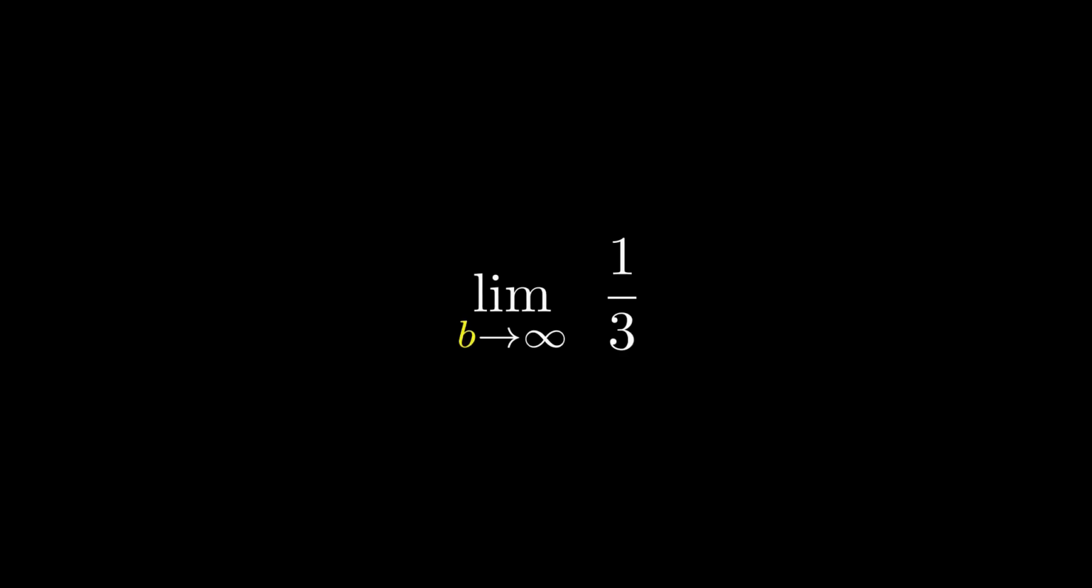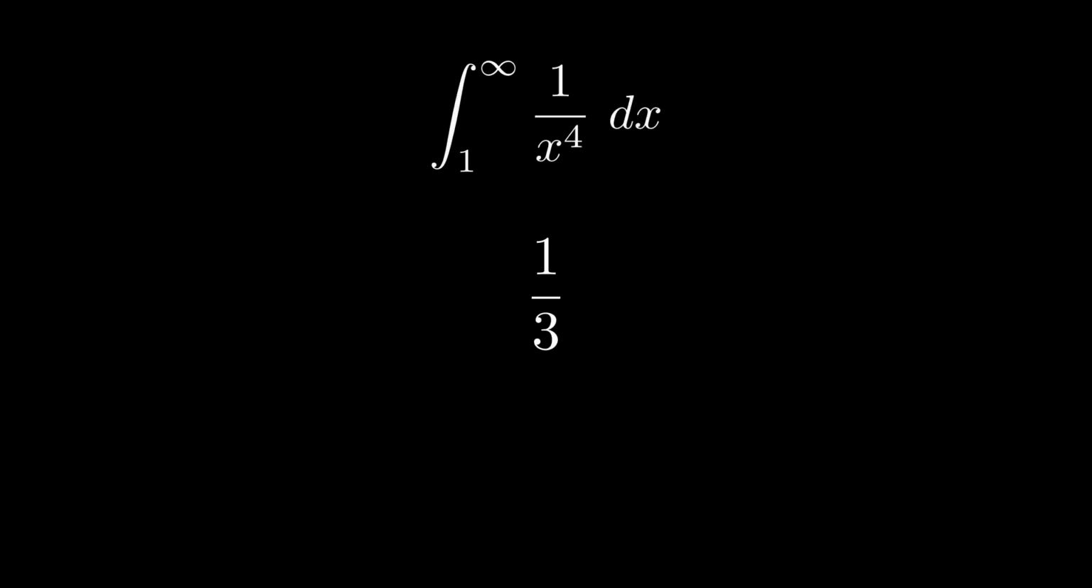The limit of b approaching infinity of 1/3 is simply 1/3 because the 1/3 doesn't change regardless of whether or not b is approaching infinity. In the end, all we are left with is the 1/3. So it turns out this integral expression, the area under the curve as b goes to infinity, is exactly 1/3. What we have just seen is the area of a region bounded by infinite length being finite.